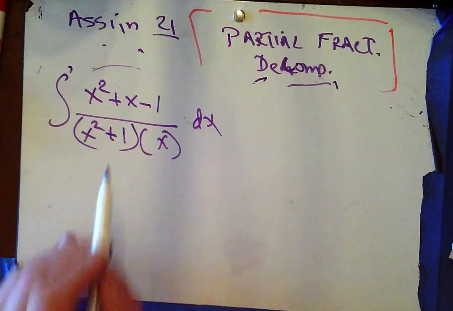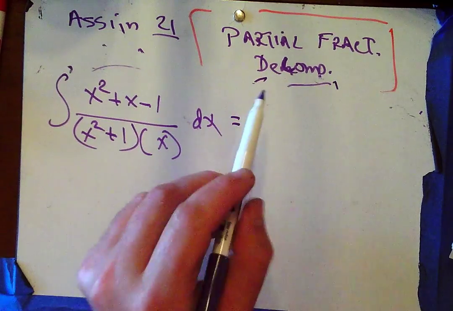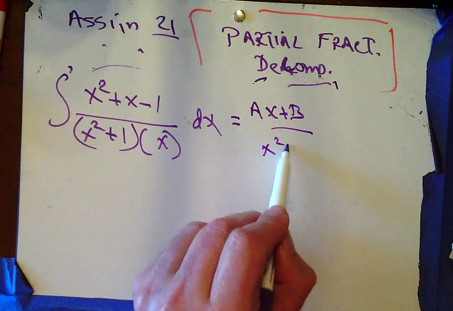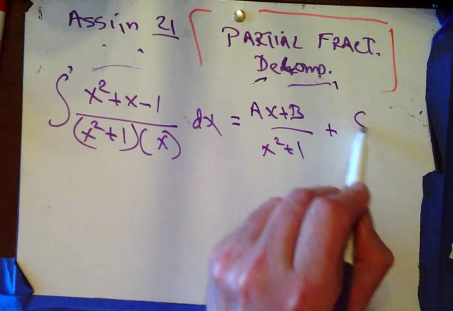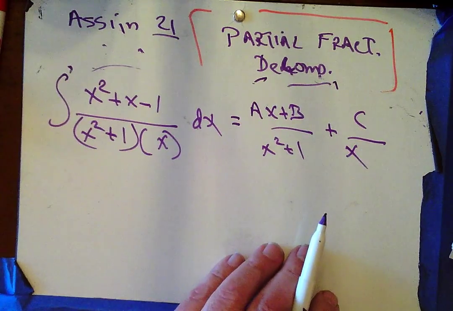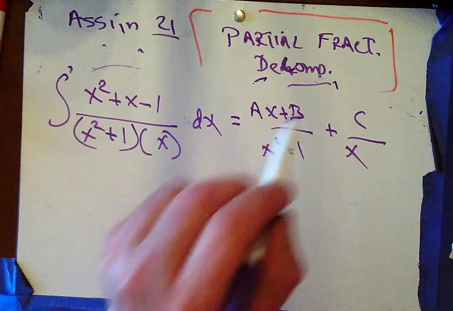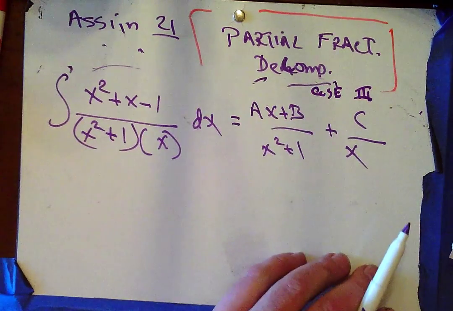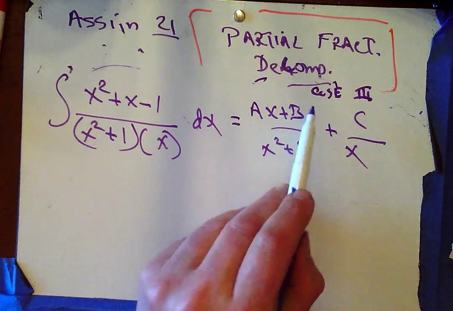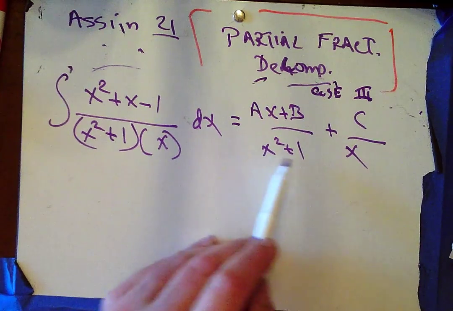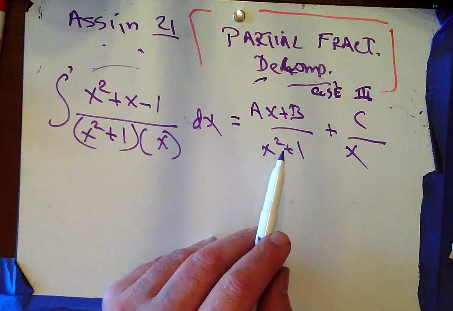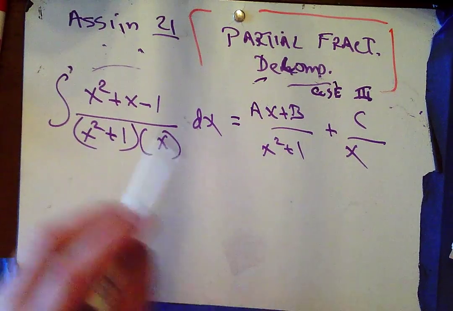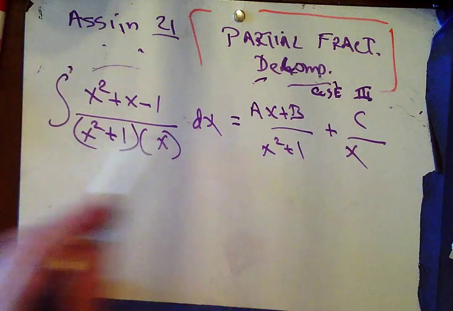I've given it to you in factored form so that you could write Ax plus B over x squared plus 1 plus C over x. Yeah, that's called case 3 when you go back and watch that video. This is case 3 where we have an irreducible, i.e. I can't factor it with real numbers, situation.